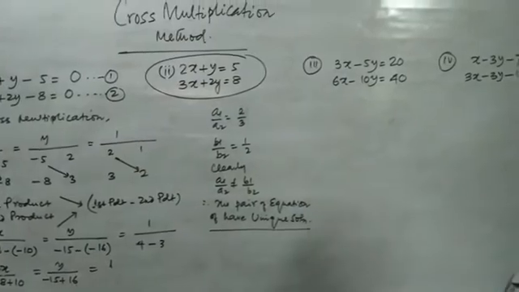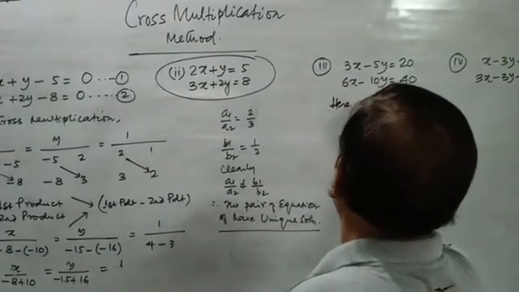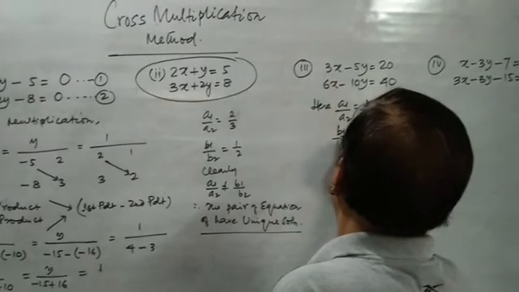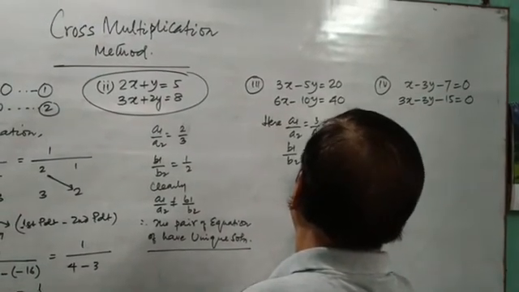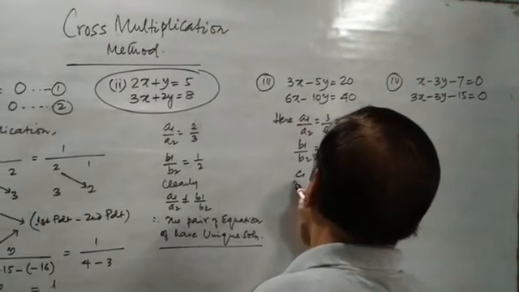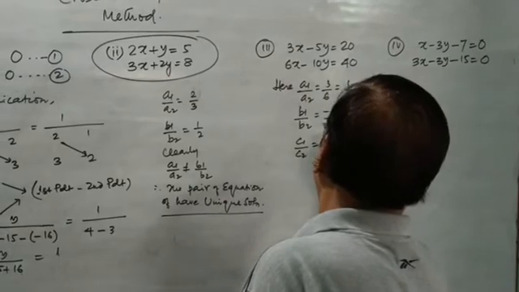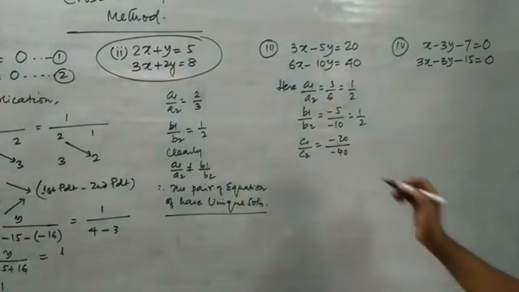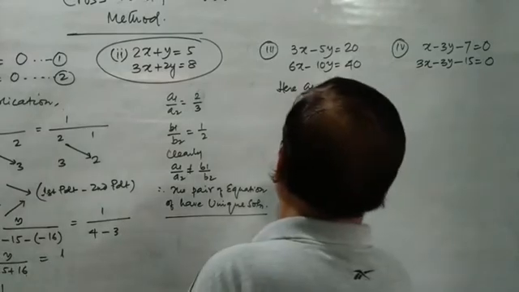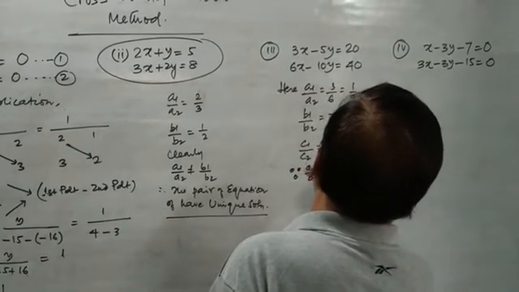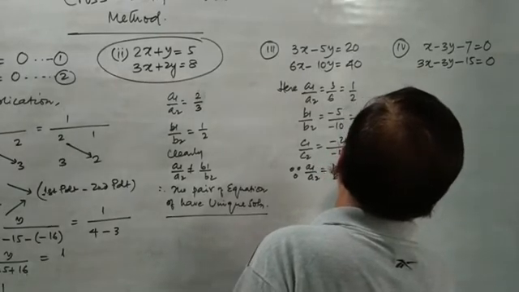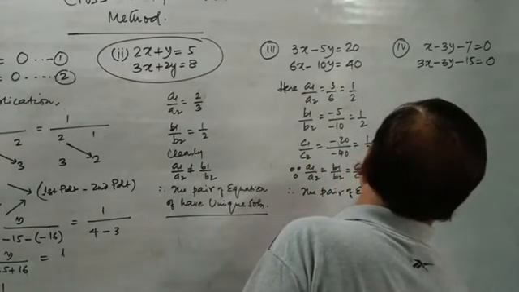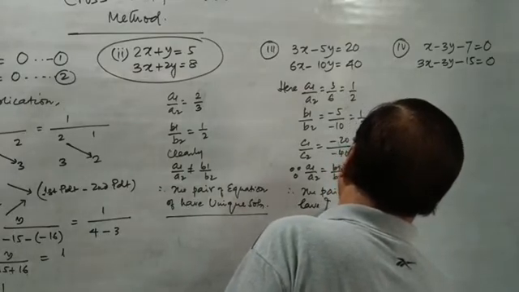Now we will check the third question. Here, a1 by a2 equals 3 by 6, which is 1 by 2. b1 by b2 equals minus 5 by minus 10, that is 1 by 2. And c1 by c2 is equal to minus 20 by minus 40. If you are converting it to the standard form, minus 20 and minus 40 will come on the same side, their sign will be minus, and that equals 1 by 2. Now since a1 by a2 equals b1 by b2 equals c1 by c2, therefore the system has a pair of equations that have infinite solutions.